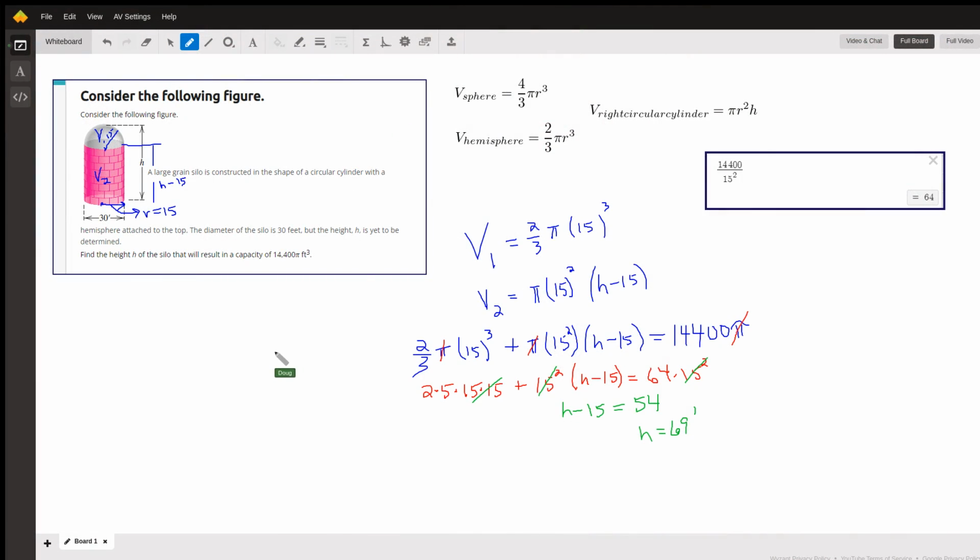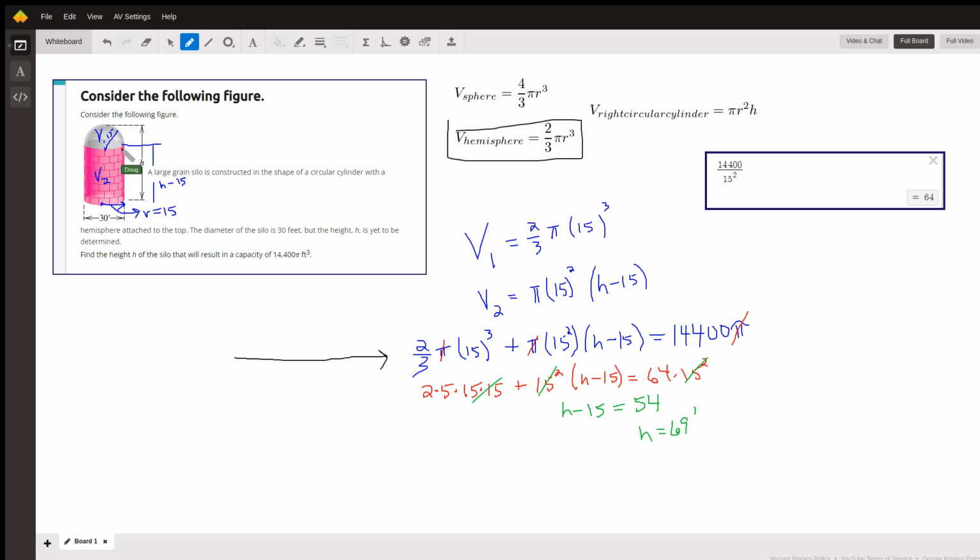Okay, the critical part of this problem is understanding how to get to this equation right here. The formula for the volume of a sphere is 4/3 pi r cubed. So the volume of a hemisphere is half of that. Half of 4/3 is 2/3. So there is a formula for the top half of this silo.